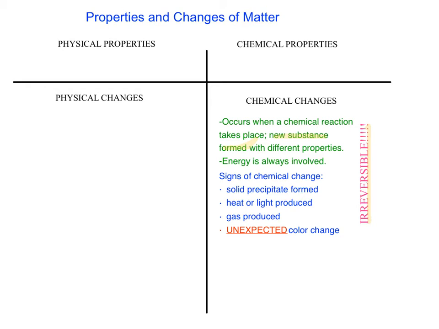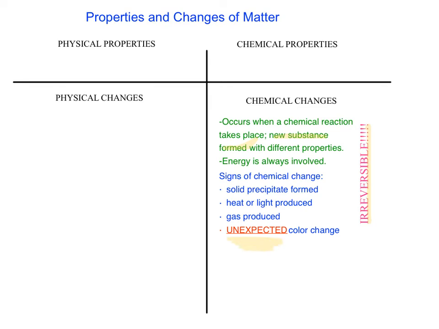There are 4 signs of a chemical change. A solid precipitate formed. That means when you mix together 2 liquids and you get a solid, it's called a precipitate. We'll talk more about that later. Heat or light being produced, that's energy there. Gas being produced if it bubbles. And a color change, but what's important, it has to be an unexpected color change.